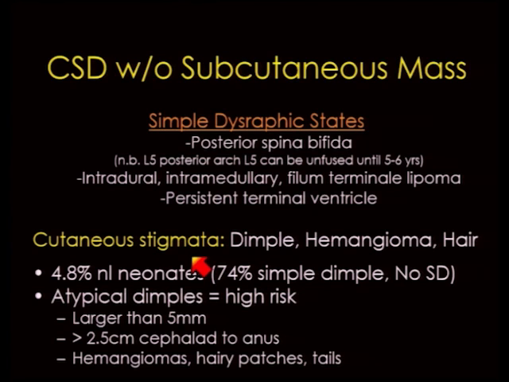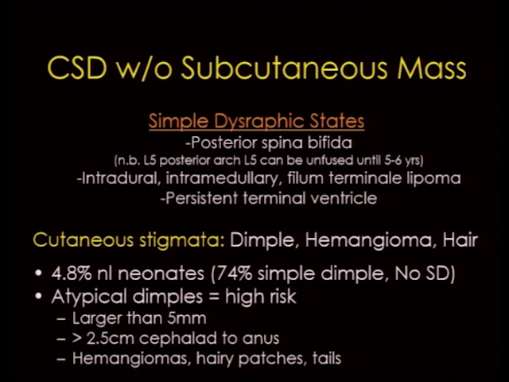Although they don't have a frank mass, they have other cutaneous signs that indicate that during the process of differentiation from cutaneous ectoderm and neural ectoderm into their final structures, something went awry. So most commonly, we're going to see a little sacral dimple, may see a hemangioma, you might see a hairy patch. The problem is that almost 5% of all neonates have a dimple or a little hemangioma or a hairy patch or something.